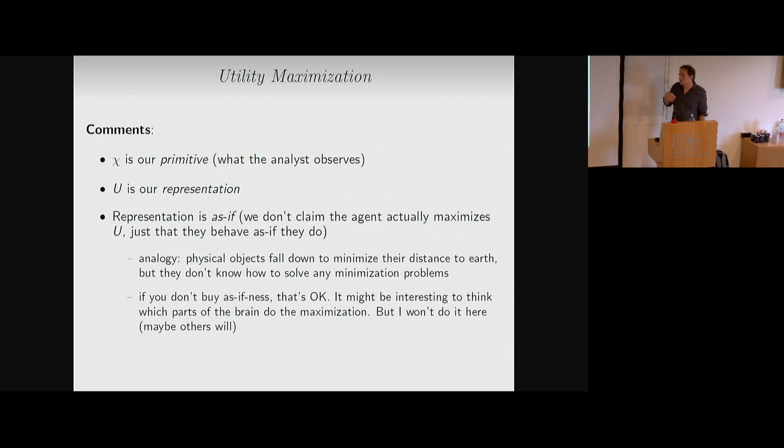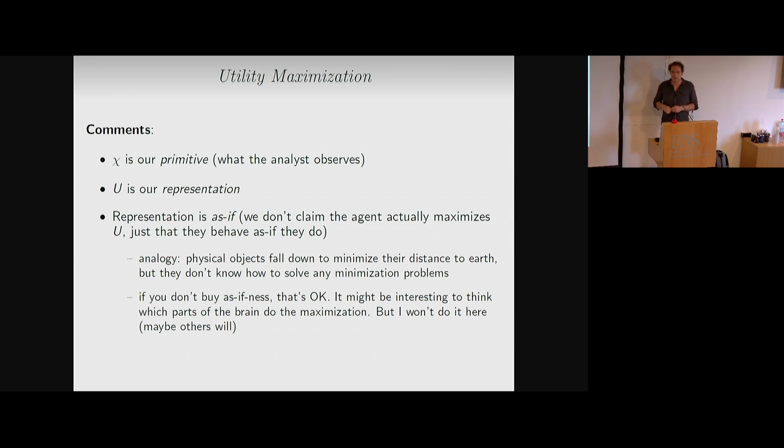Okay, so just some philosophical comments. The choice function is our primitive. That's what the analyst, the experimenter, observes in the lab. The utility function is something that we don't observe. This is our representation, a mathematical, as-if object. We don't claim that the agent actually maximizes a utility function, solving some mathematical problem with a calculator or in their head. We just claim that the agent behaves as if they maximize the utility function.